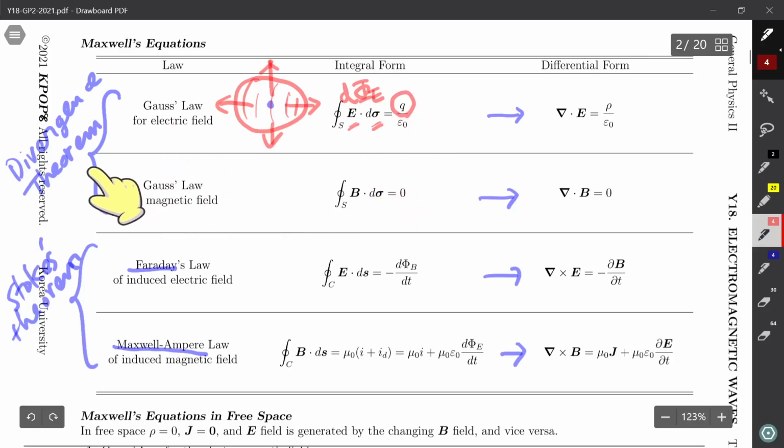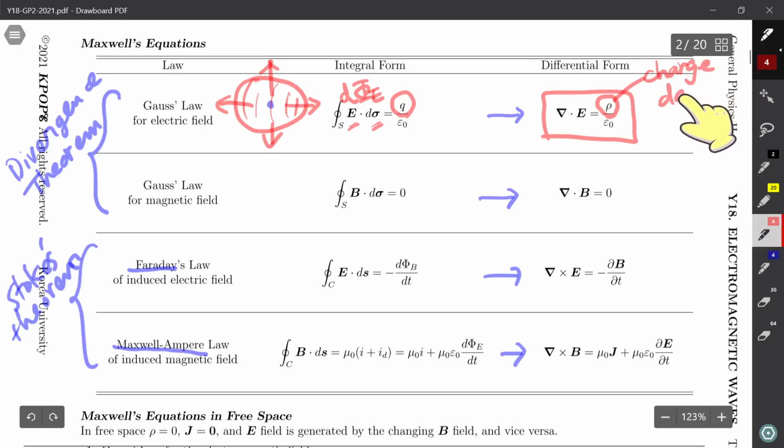That electric flux is proportional to the charge, and applying the divergence theorem, the differential form of the Gauss law for the electric field is expressed in this form, and this is the charge density. And in vacuum it reduces to divergence E equals 0.